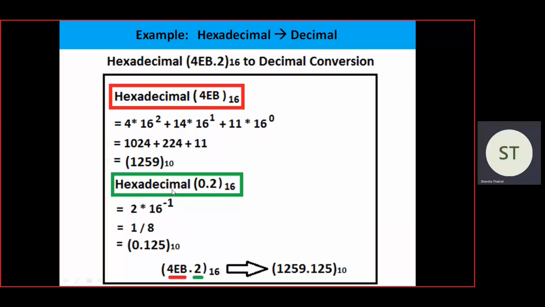And for the second part of the result, the weight assigned here is 16 raised to power minus 1 after the decimal point. So we get the second part of the result as 0.125. We combine this part and this part to get the overall result.